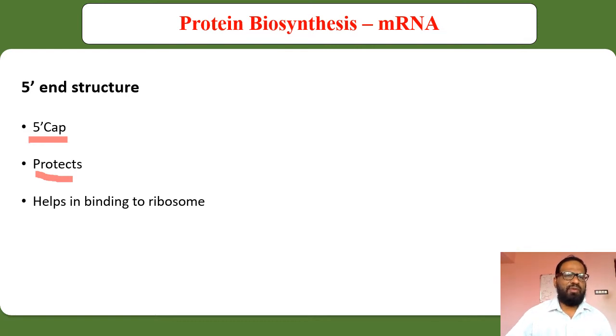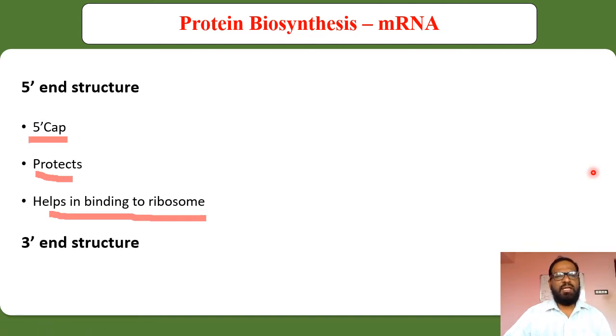But at this particular point of time, just remember that the cap at the fifth end is responsible for binding the mRNA to the ribosome. This is also very important, because the protein biosynthesis is going to happen in the ribosome. Since protein biosynthesis happens in the ribosome, the mRNA should be placed exactly there, and in order to place that mRNA at the ribosome, this particular cap plays a very significant role. That is also another important function.